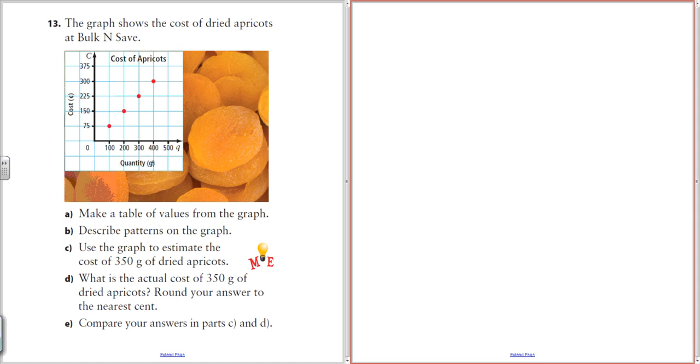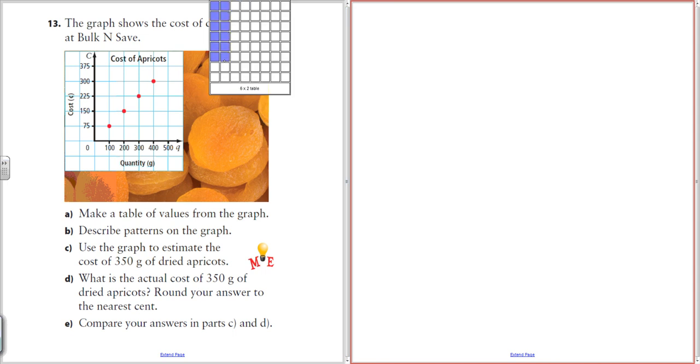We have quantity in grams down here, in 100 gram increments, and it's represented by the variable Q. And up here we have the cost in cents, in 75-cent increments, and it goes up that way, and it's labeled capital C. Make a table of values for the particular question.